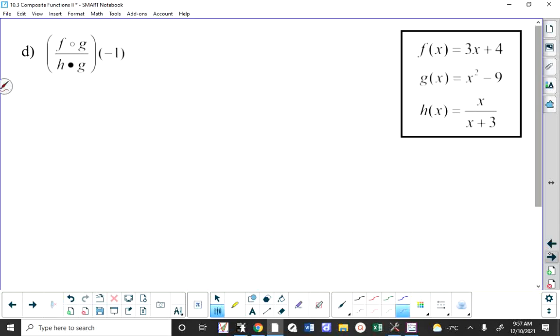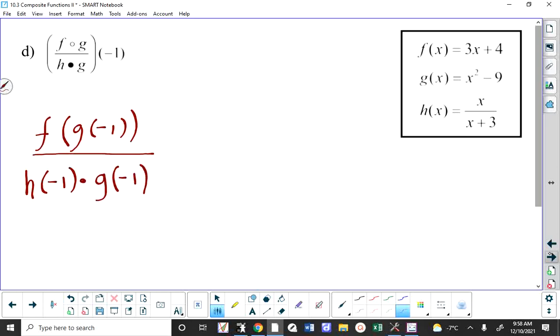What this is saying is f of g of negative 1 over h of negative 1 times g of negative 1. So I'll give you a minute to calculate h of negative 1 times g of negative 1 to write a number in the denominator, and also to calculate f of g of negative 1. This, of course, is negative 1 being fed through g, being fed through f. H of negative 1 and g of negative 1 are just found by putting those numbers in.